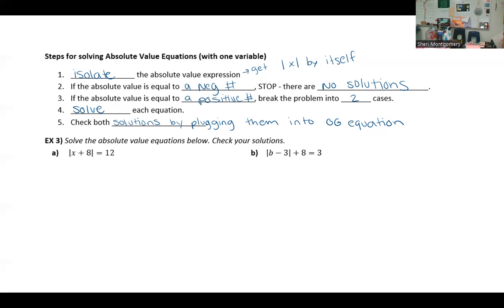It also would not be by itself if there was a multiplying over here. It would also not be by itself if we were dividing by. Does that make sense? That's what it means to isolate. You can only have the absolute value. Once you have only the absolute value, then it says what? What's step 2?